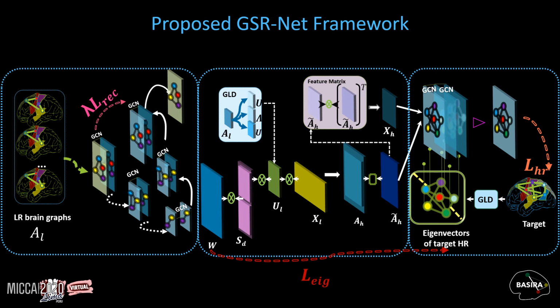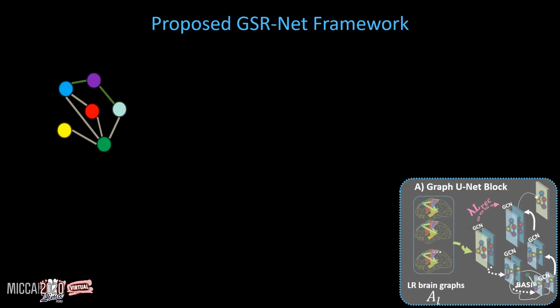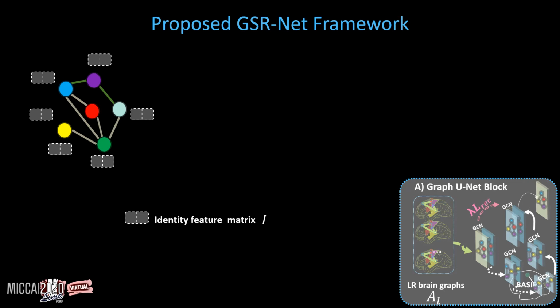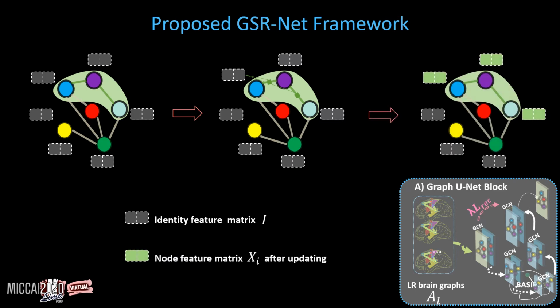The key idea of our GSR-Net can thus be summarized in 3 key steps. The first one, the graph U-Net block, the second one, our graph super-resolution layer, and the third one, the stacked GCN layers. In the first step, in the absence of original node features, we initially assign identity feature vectors to each brain region of interest, and then leverage the learned local receptive fields to learn node feature representations. Specifically, for each region of interest, we learn a node feature embedding by locally averaging the features of its neighboring nodes based on their connectivity weights.